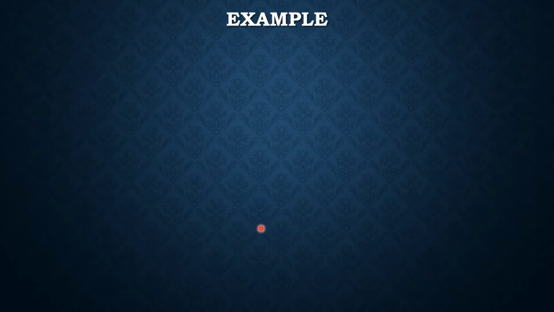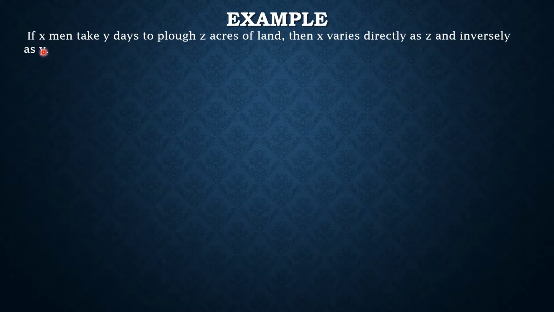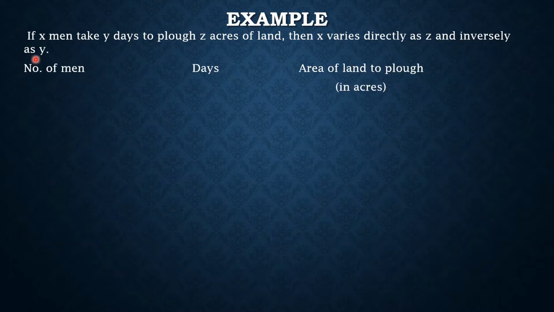So I will explain this with the help of an example. Look here, if X men take Y days to plow Z acres of land, then X varies directly as Z and inversely as Y. That is, X varies directly as area and inversely as number of days. So look here that number of men here are X, days are Y, and the area of land to plow, that is acres, are denoted by Z.